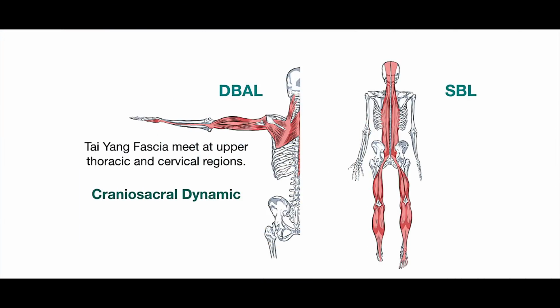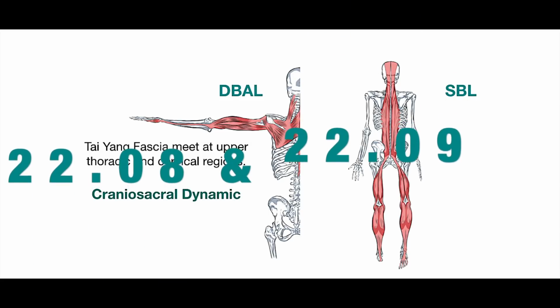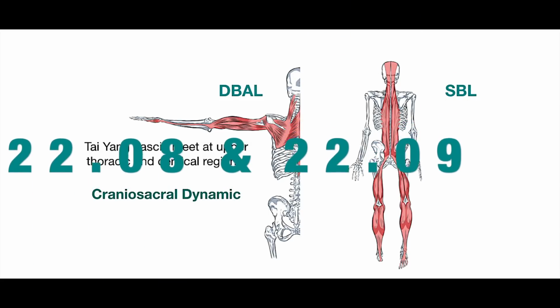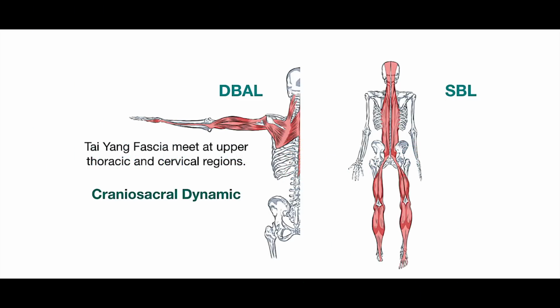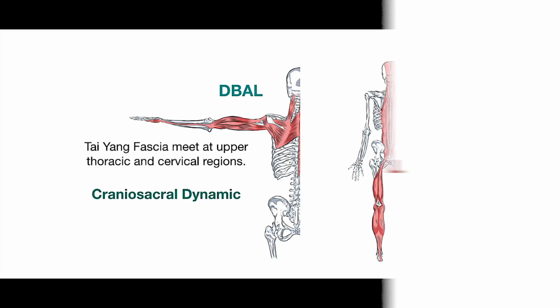And one of these dynamics that we need to discuss is the cranio-sacral dynamic, which we find in the connection between these two fascial lines, or between the small intestine meridian and the urinary bladder. So the points 22.08 and 22.09 on the deep back arm line and on the hand, these points are known to treat various conditions that involve the low back, the sacral area, and the kidneys. And these are very powerful points to know how to use.